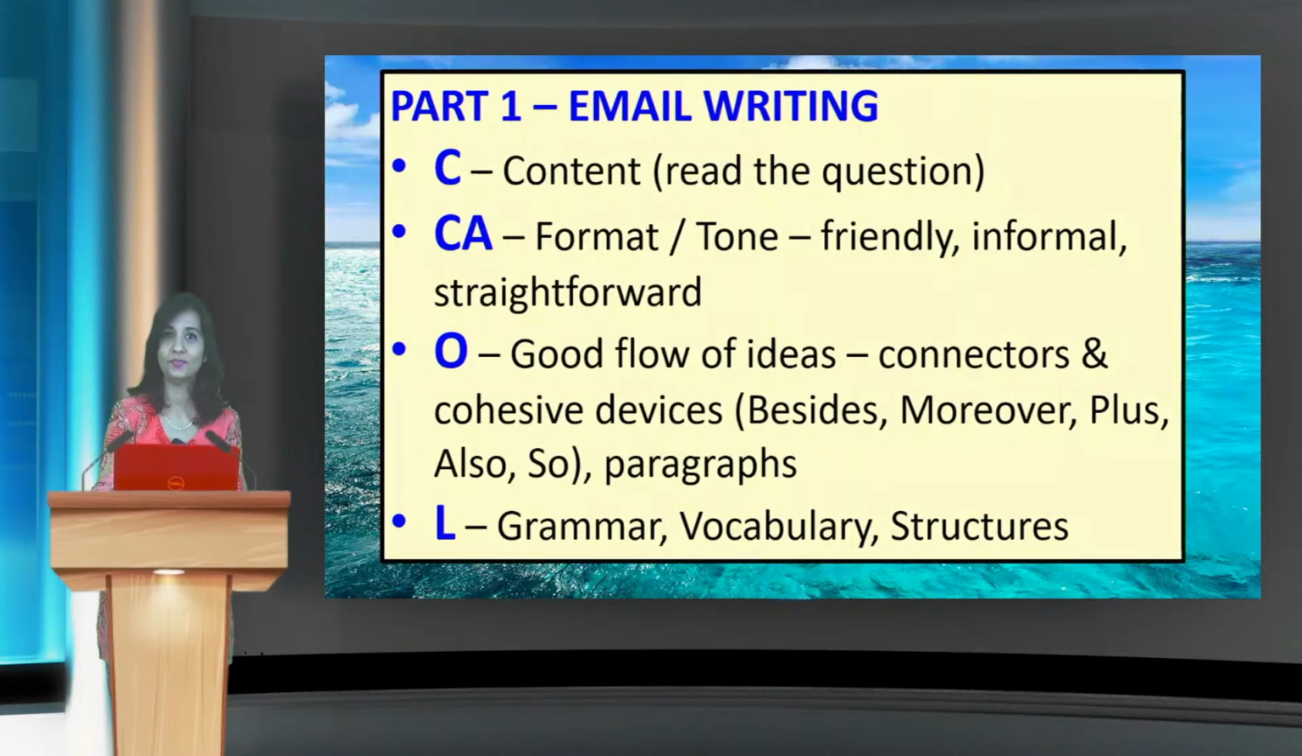And O is for organization. Organization is how you organize your ideas. The flow must be smooth, where you add some connectors, cohesive devices, and of course, at least a paragraph. And L, of course, is for language. You need to have proper grammar, vocab, and structures. But not to worry, email writing is of A2 level. That means of upper primary level. So you can all score 20 out of 20. Stay tuned with me. I'll give you the tips and tricks. For each criteria, you get 5 marks, so a total of 20 marks for this.